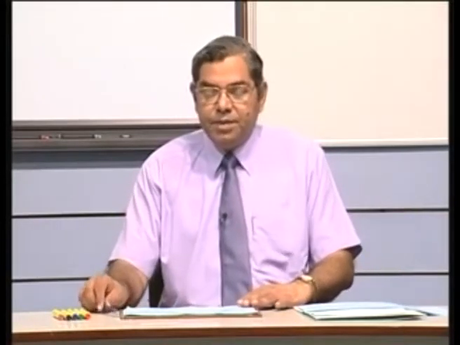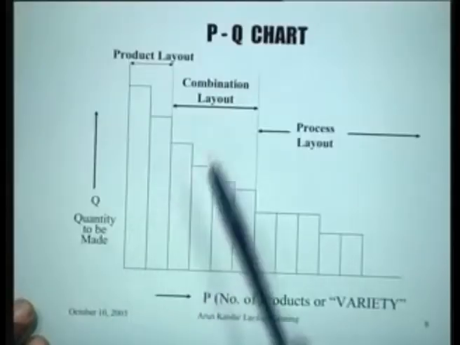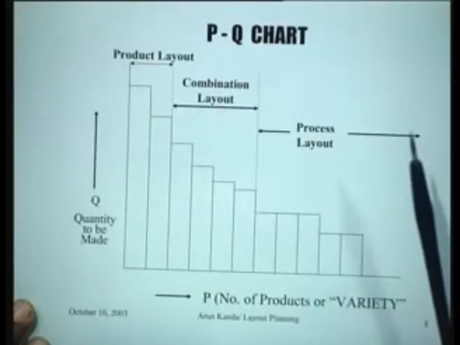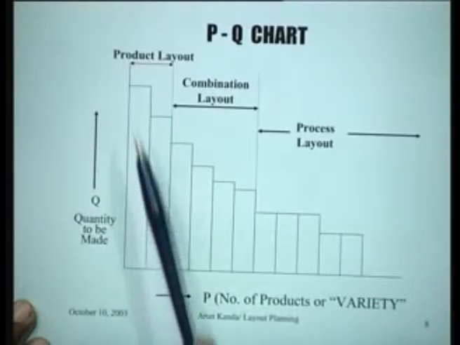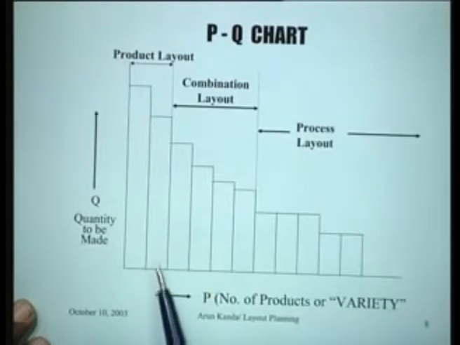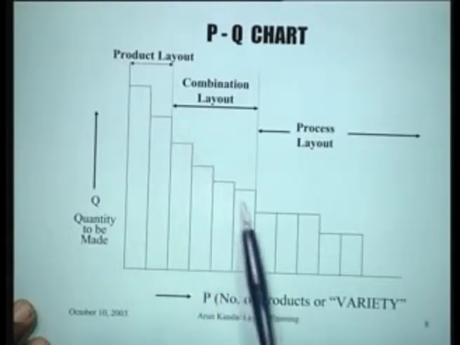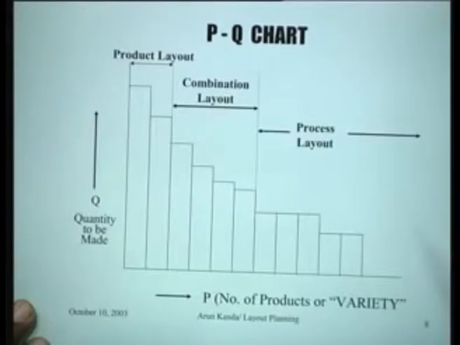Let us look at this chart, which is called a PQ chart. Essentially, if you have to make a large number of products, P is the product variety, and we arrange these products in the descending order of the quantity that you need. So the first product is to be made in large quantities, the next in lesser quantities, and so on. So we have products arranged in the descending order of their quantity.